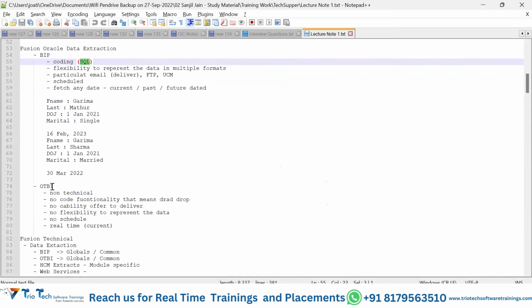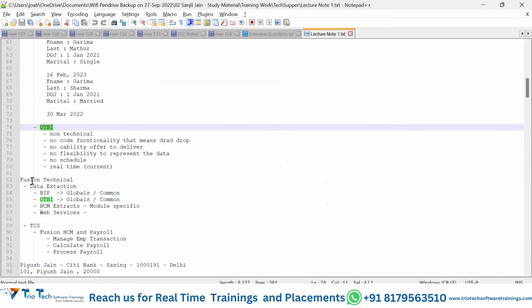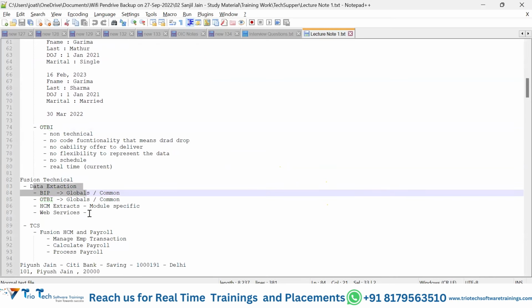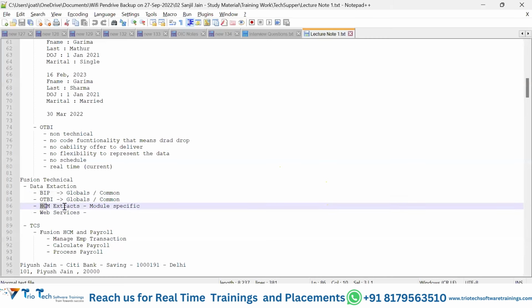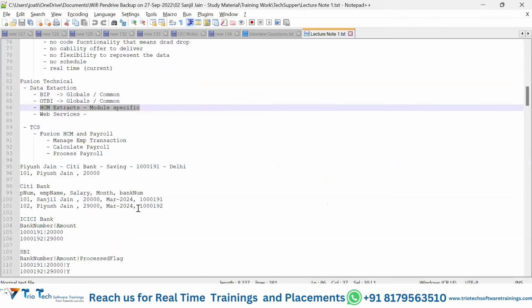Then OTBI is one of the things we discussed. As a Fusion Technical, we will be majorly working to extract the data. There are multiple tools available. Few tools are common in nature. Once you learn those tools, you can use those concepts to extract the data for financial data, for supply chain data, for human capital management data. And there are certain tools which are very specific. Wherever the tools start with the keyword HCM, these are the tools which are only for human capital management. We are learning specific tools, and we are learning global tools also.